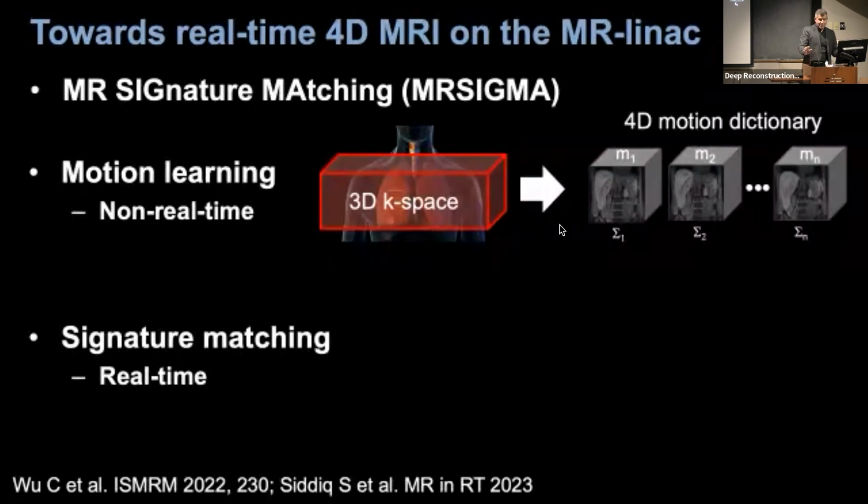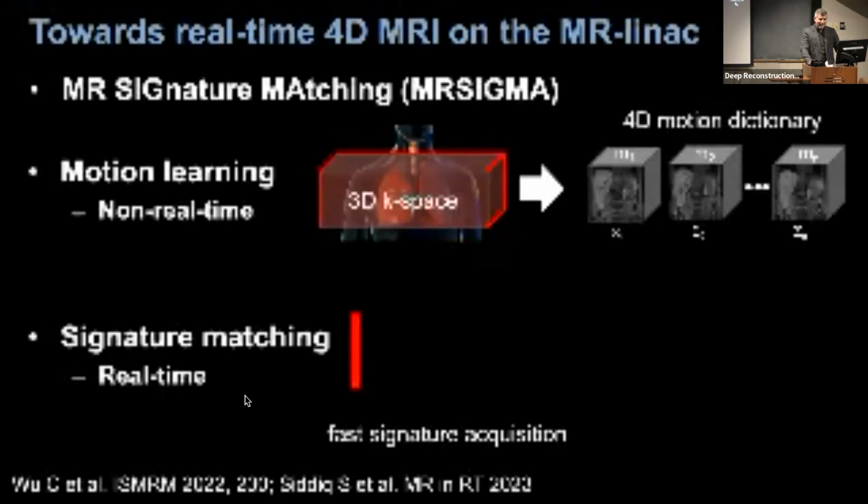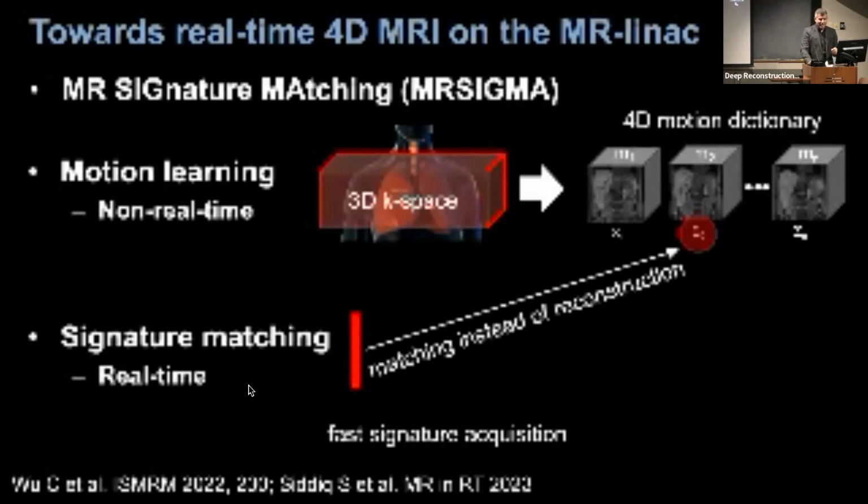And then during the matching part, once we're done with this, we can move to the real-time part. So the real-time part will only do signature data acquisition, which is super fast. And then we'll do matching instead of reconstruction. And that will minimize the latency.